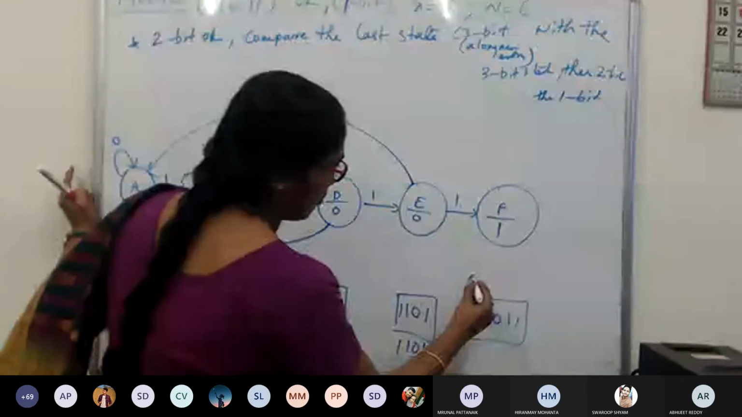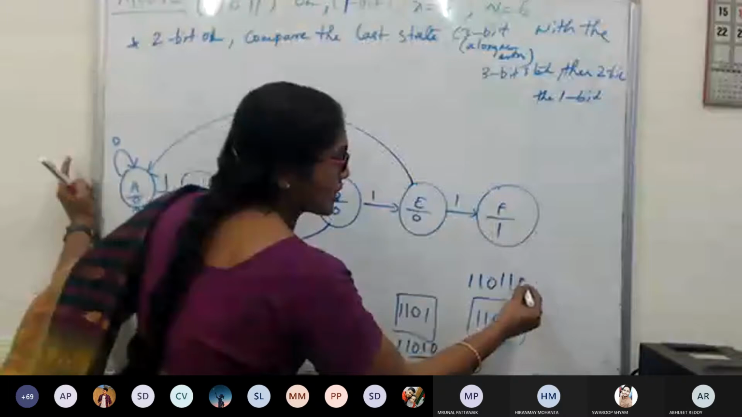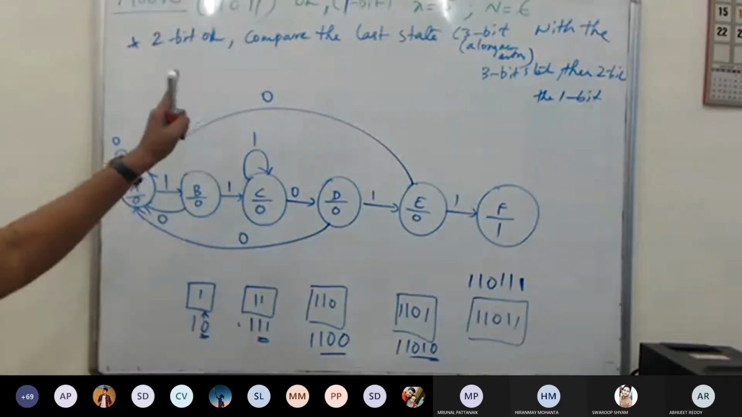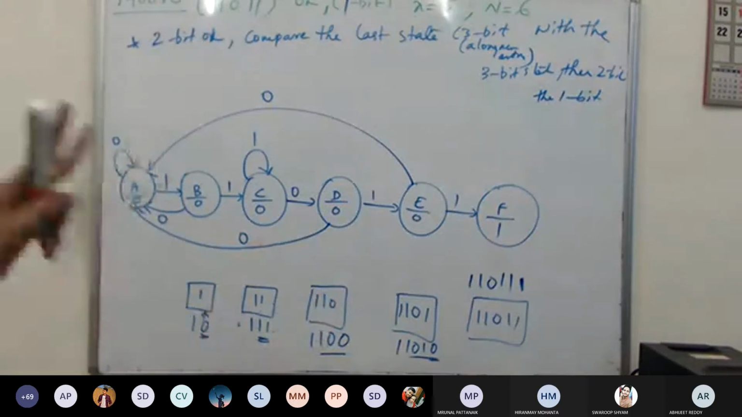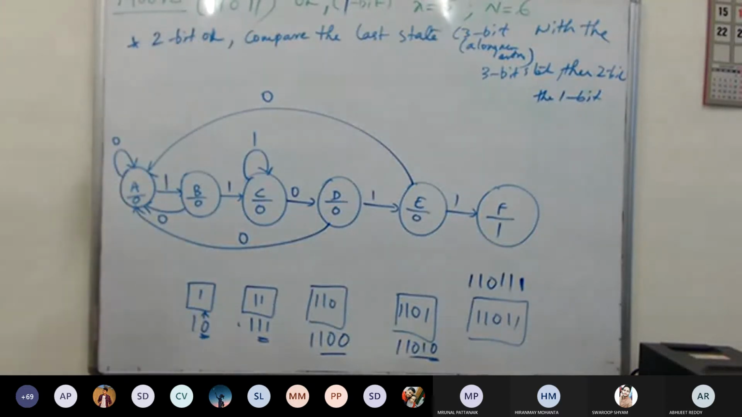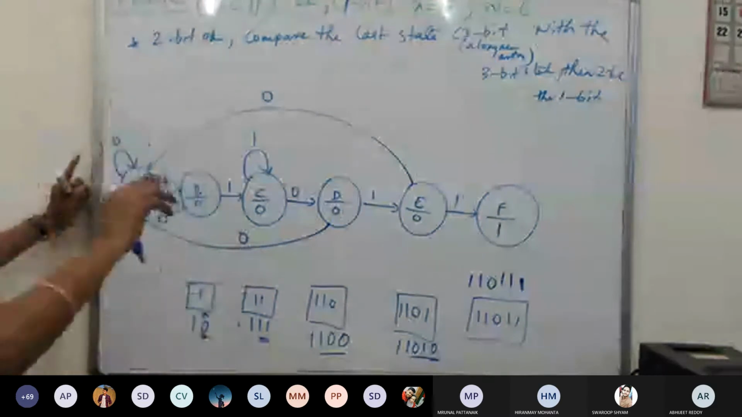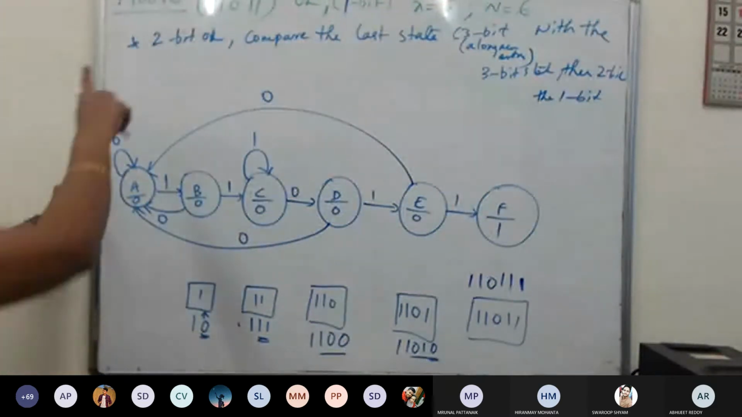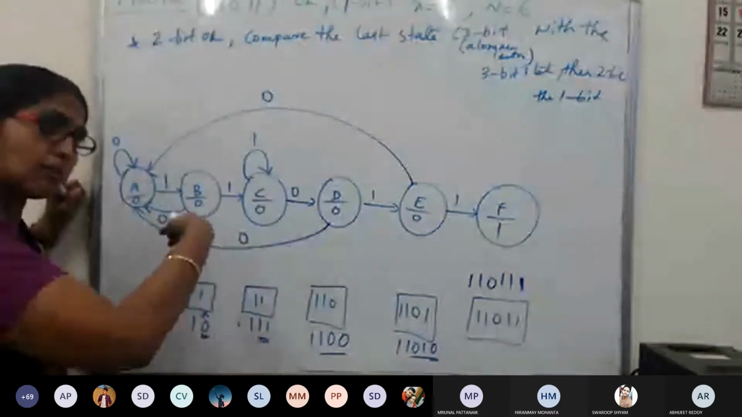So now 1 1 0 1 1. This is the trick. Last bit entry. So last bit, if it is a single bit overlap, according to the Moore, compare the last 2 bits with the 2-bit state. Remember, single bit overlap, last 2 bits. 2-bit overlap, last 3 bits. You have to compare. See, 2-bit overlap means 3-bit you have to compare, 3-bit to the 3-bit state.